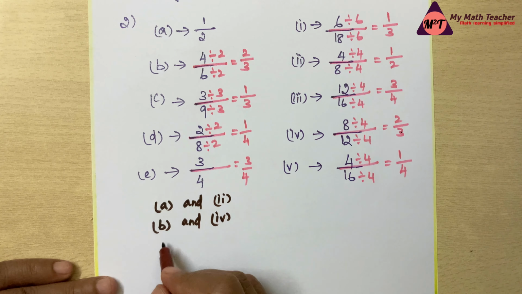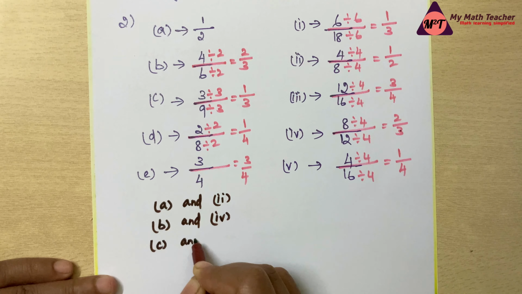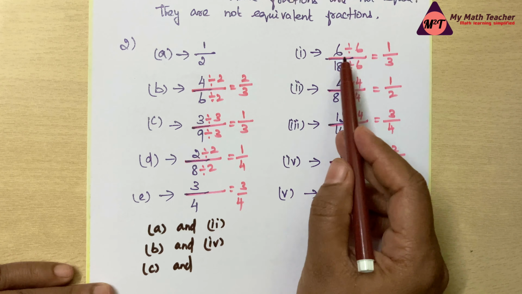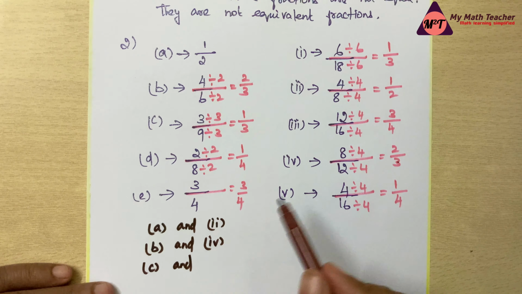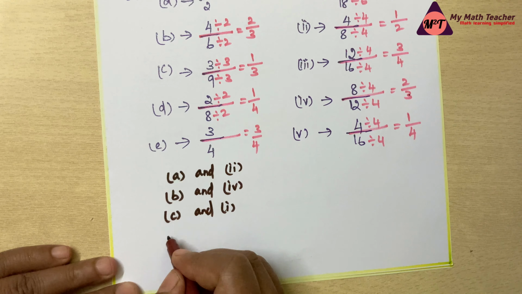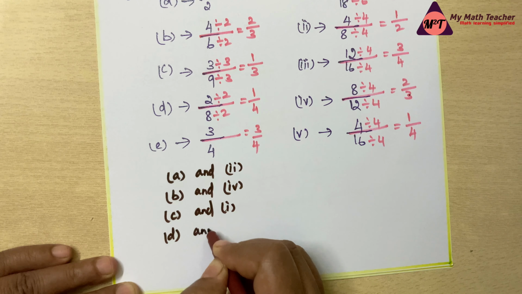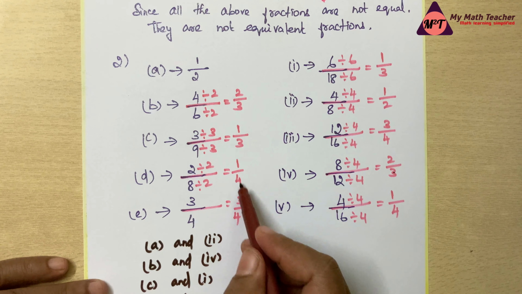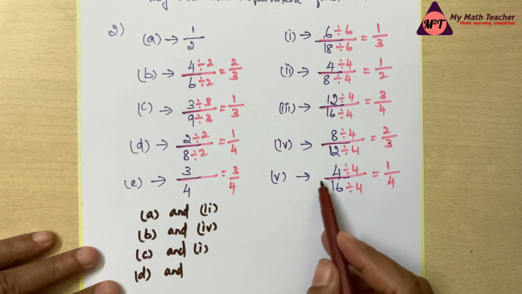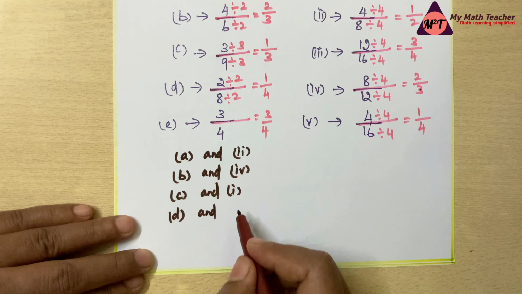Okay. Now C. And C is 1 by 3. Where is 1 by 3? On the right side, it is there in the first subdivision. So C and 1. Next, D, and D's value is 1 by 4. Where is 1 by 4 here? It is there in the last subdivision, which is 5. So D and 5.